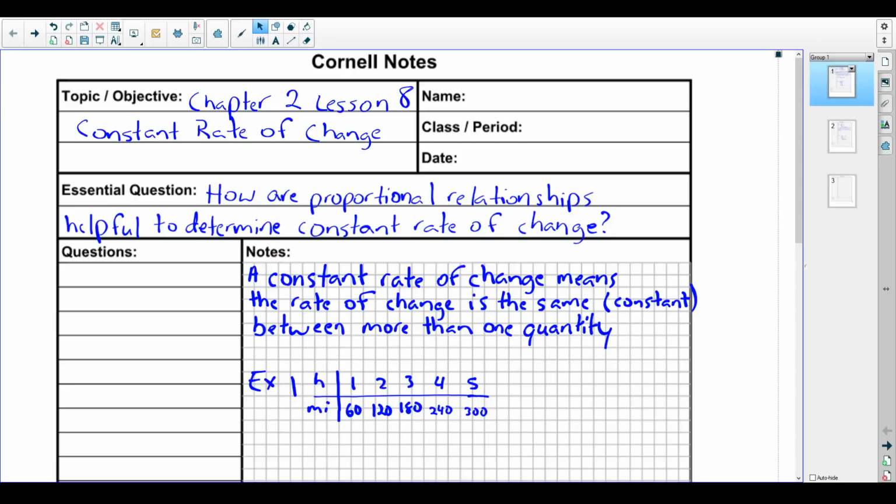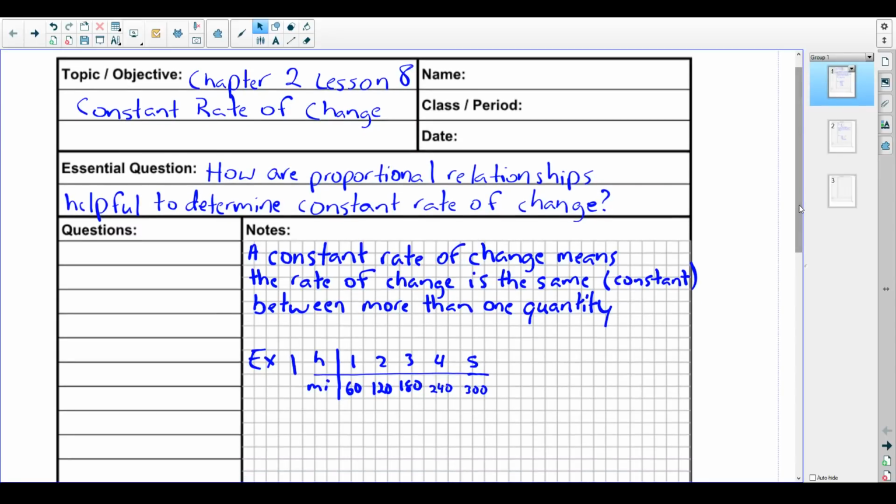Alright, Chapter 2, Lesson 8, Constant Rate of Change. That's our notes. So I'll give you a second to get caught up.